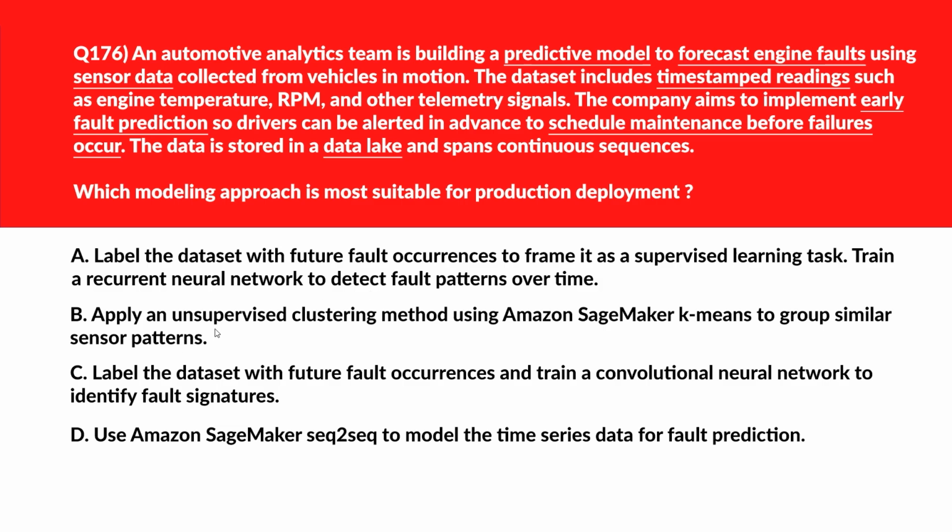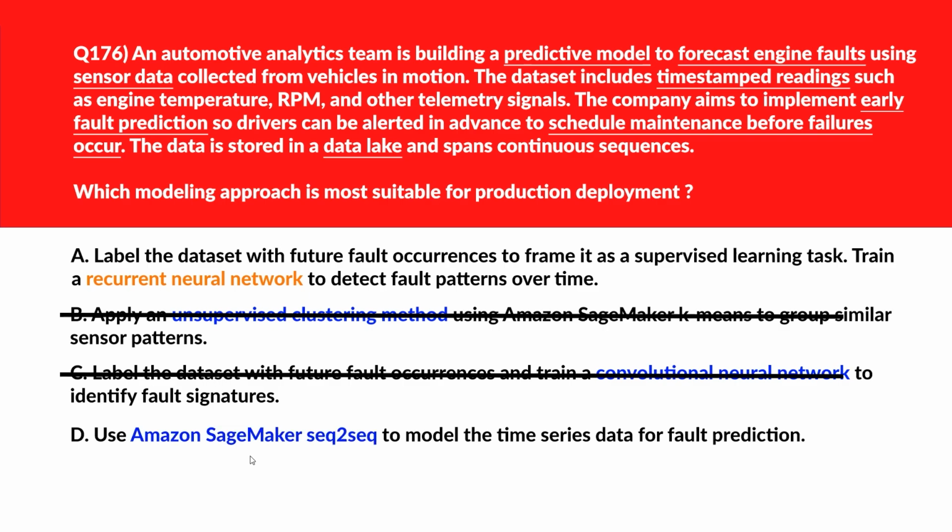B says apply an unsupervised clustering method using Amazon SageMaker k-means to group similar sensor patterns. Unsupervised clustering doesn't provide fault prediction or temporal forecasting. Incorrect. We'll move to now option C. C says label the dataset with future fault occurrences and train a convolutional neural network to identify fault signatures. CNNs lack sequential memory, making them unsuitable for time-dependent sensor data. Wrong answer. We'll move to D.